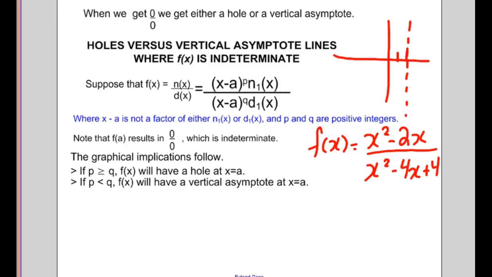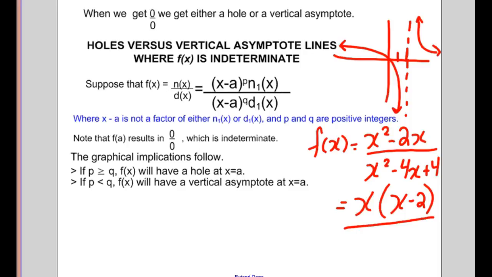They have a vertical asymptote at 2, and then the graph looks like this. So it's not crossing at 2 and there's a vertical asymptote there. If we were to factor this f of x equation, we could take a common x out of the top, and we'd be left with x minus 2 in the brackets. On the bottom, we can factor by asking what multiplies to the 4 on the outside and adds to the minus 4 in the middle.